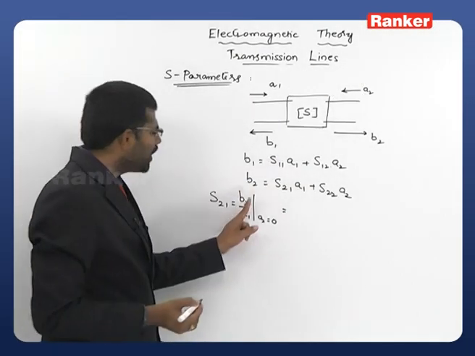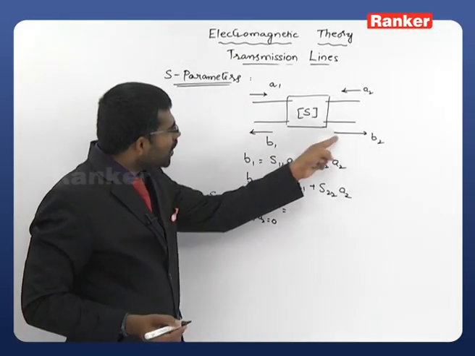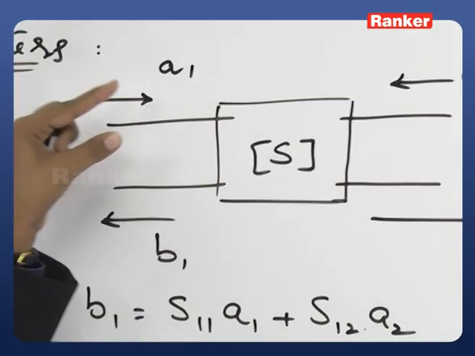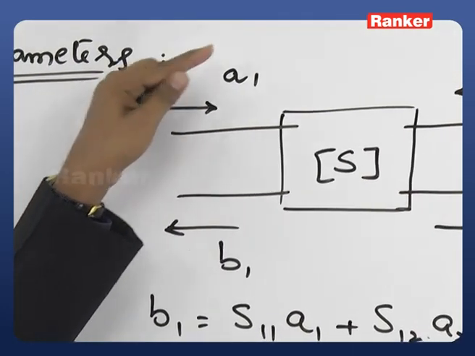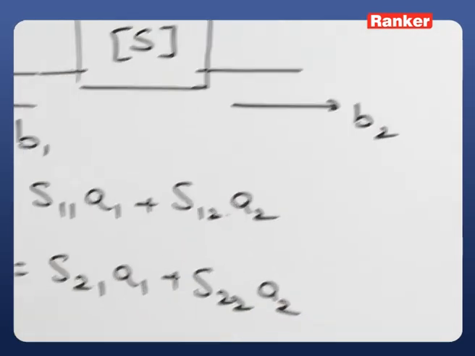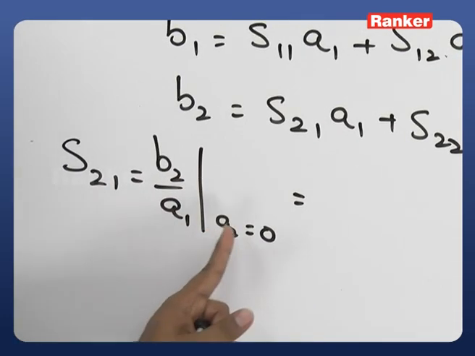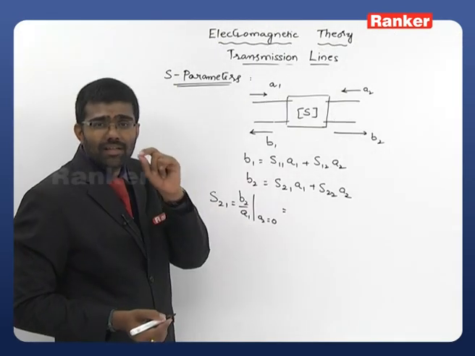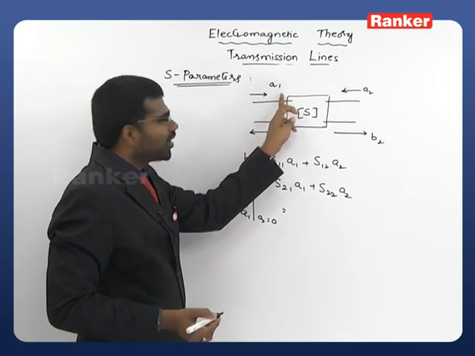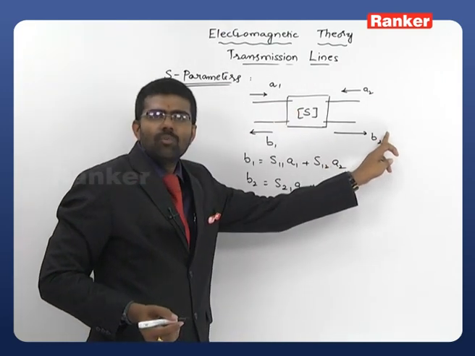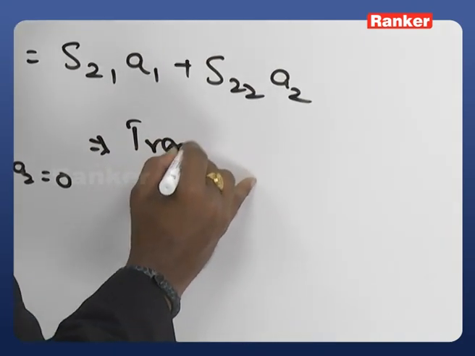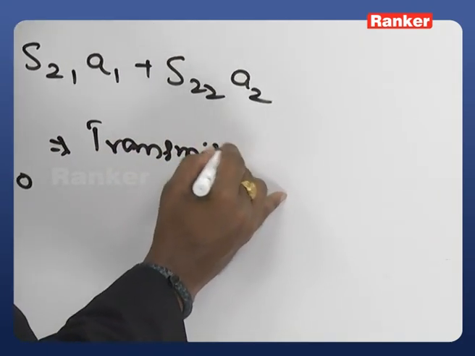What do you mean by B2 by A1? That B2 is observed at port 2, A1 is applied at port 1. So whenever the input is applied at port 1, how much amount of wave is transmitted to the port 2 we are observing here? That is B2 by A1 at A2 is equals to 0. So here clearly this is also a transmission coefficient. Applied at port 1, observed at port 2. So this is simply a transmission coefficient from which port to which port?